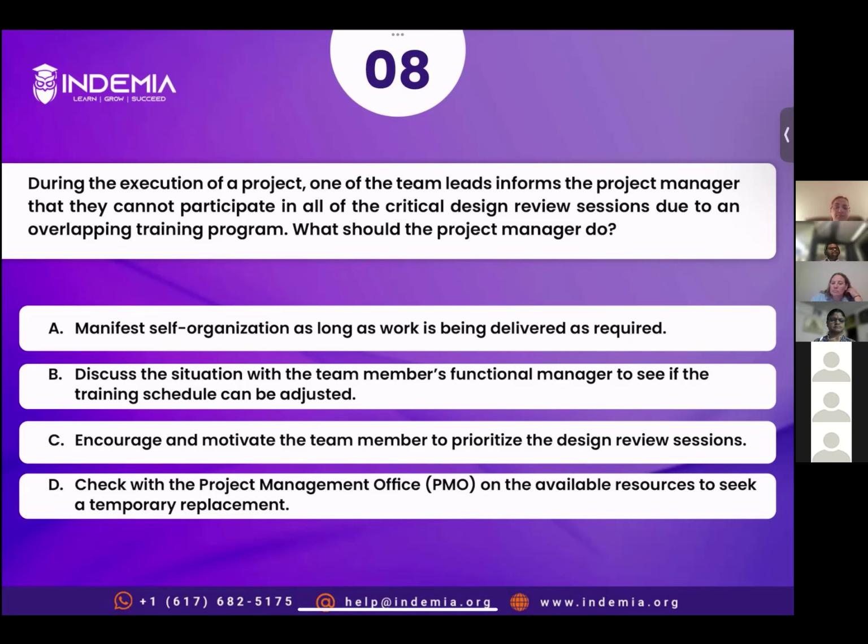So self-organization, as Nikki mentioned, won't be a solution here because there is no indication that team members are not self-organized or not motivated. And I like the explanation regarding C, encouragement and motivation, because there is no indication that team members are not motivated. There is a schedule conflict. So if there is a schedule conflict, you need to address that directly. What's the best way to do that? Talk to the functional manager to see if the training schedule can be adjusted. So the correct answer is option B. Let's read the explanation.